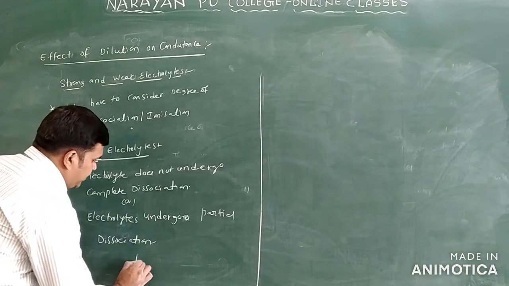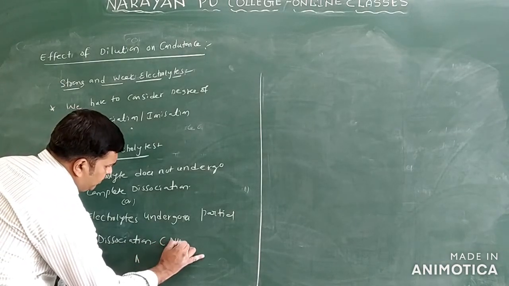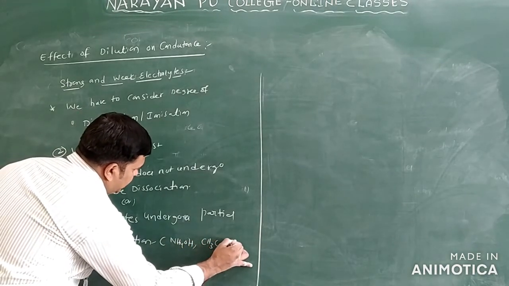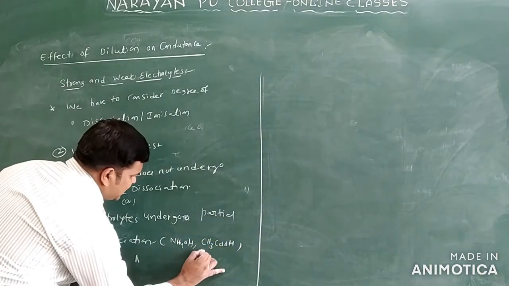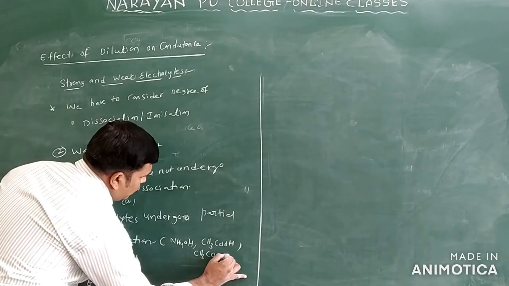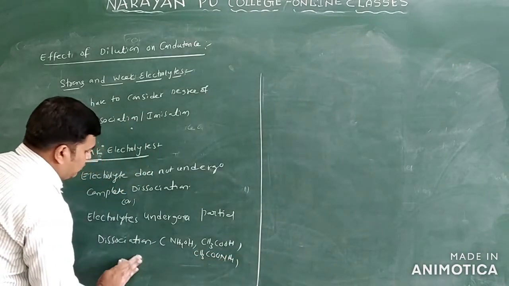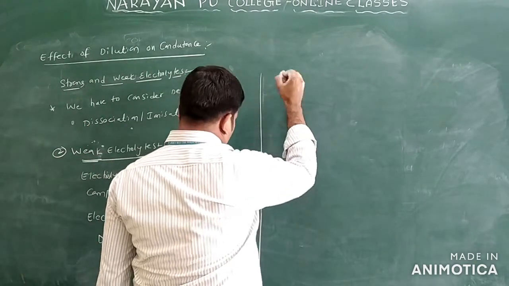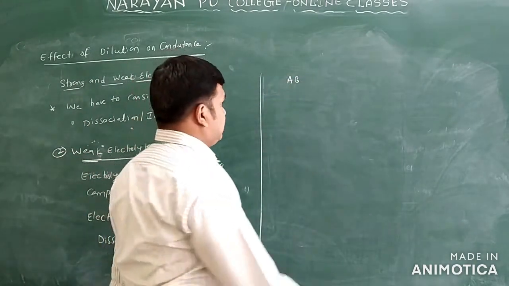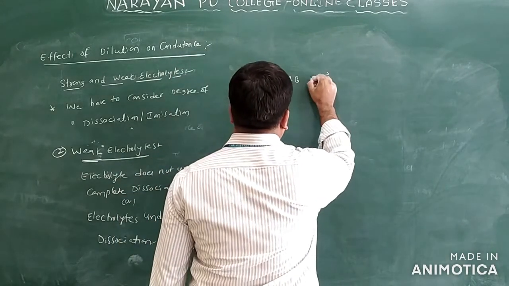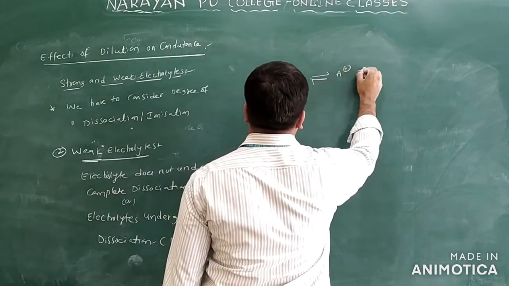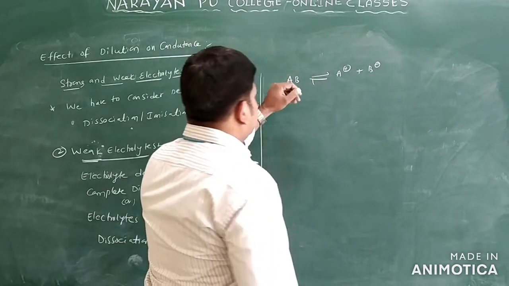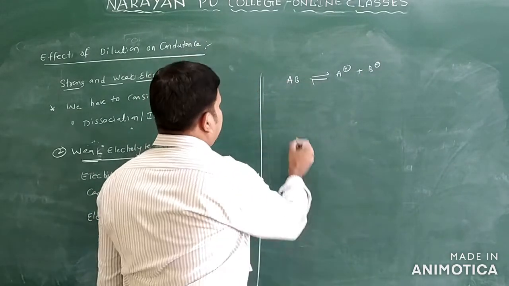Suppose I am taking a weak electrolyte. We can take ammonium hydroxide, or we can take acetic acid, or you can take CH3COONH4, ammonium acetate, also. So if you take the weak electrolyte, suppose I am taking AB as a weak electrolyte only. This AB can dissociate to give A plus and B minus ions only. So how can we say? Suppose I am taking 100 only.